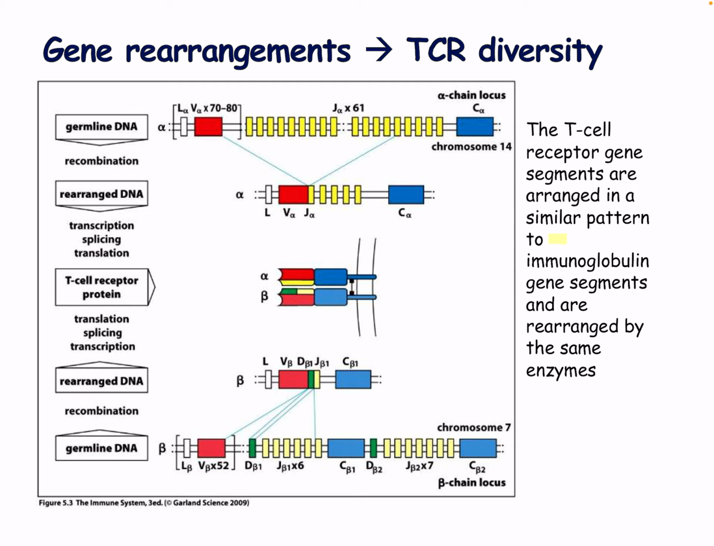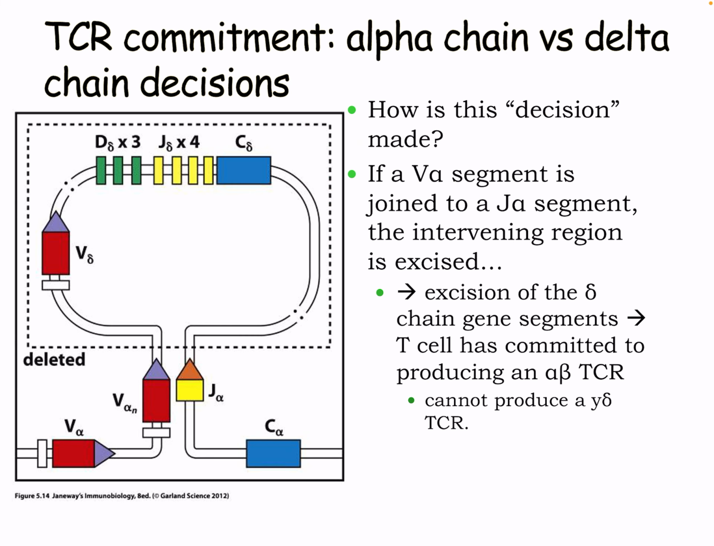So again, they use the same enzymes. So here's just another look at the process. The T-cell receptor commitment, alpha chain versus delta chain. So how is this decision made?